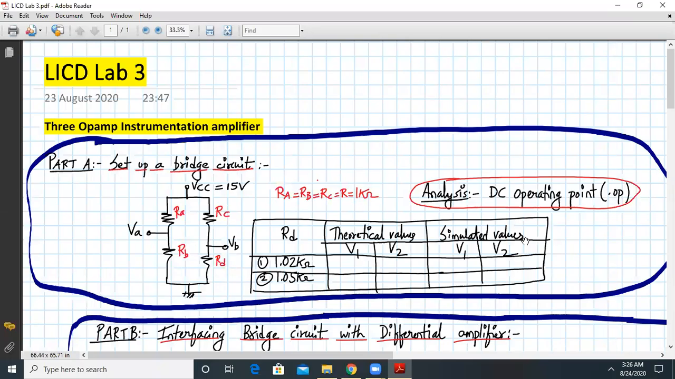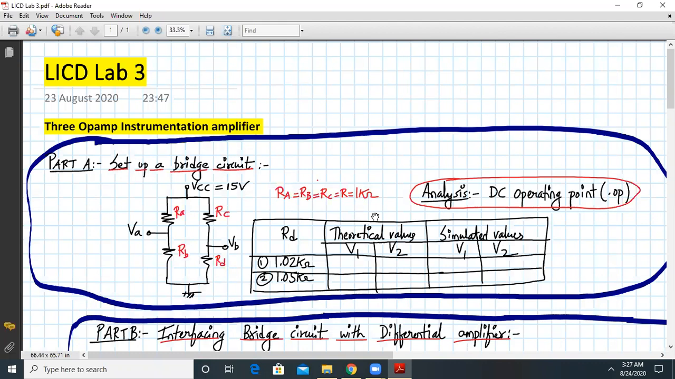Today's lab is about the 3 op-amp instrumentation amplifier. Part A is setting up a bridge circuit. So here we have a bridge circuit with a power supply of 15 volts. RA, RB, RC and RD are the 4 resistances whose values are already given. RA, RB, RC are given as 1 kilo ohm.